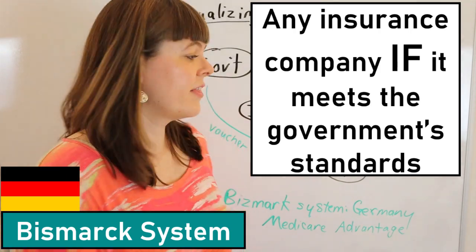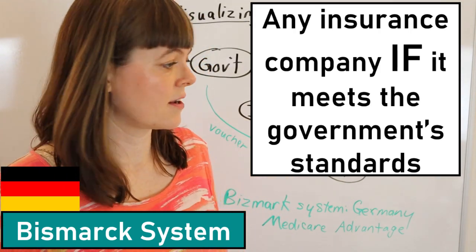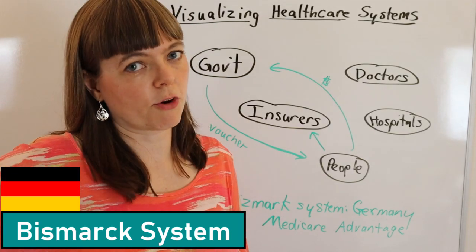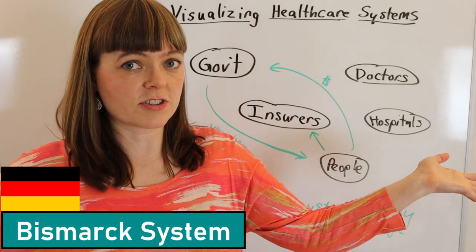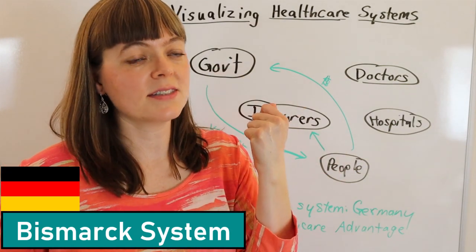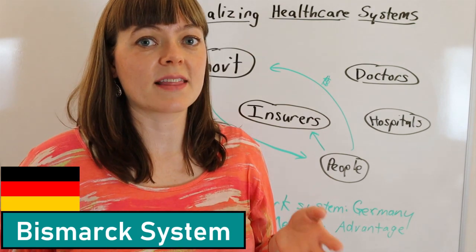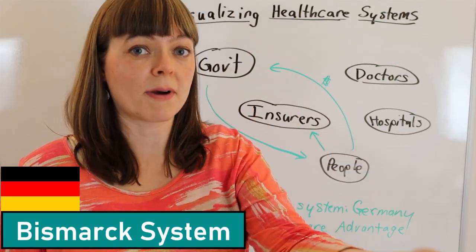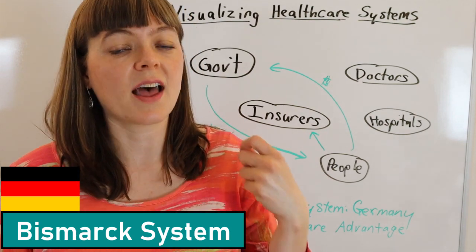Now in Germany, the insurance companies cannot be for-profit. They have to be not-for-profit. But you could set up this system with for-profit companies as well. And the person gets to look at all the insurers out there and choose the one they like best, and that insurer has to accept their voucher, which is risk-adjusted, meaning that voucher gives the insurer more money if the person is sicker, and it gives them less money if the person's healthier.